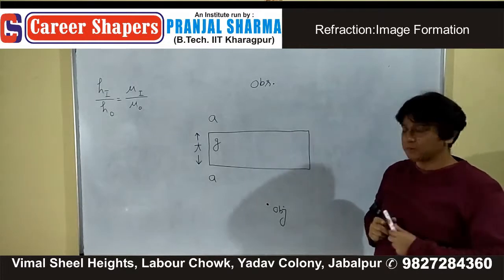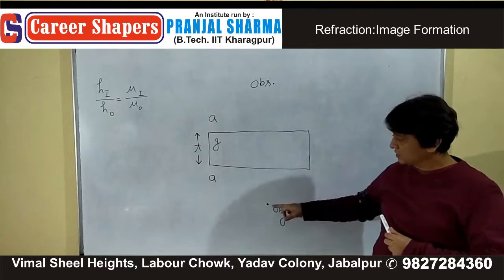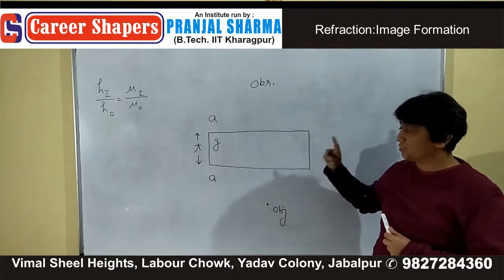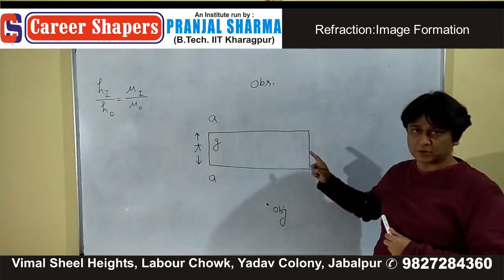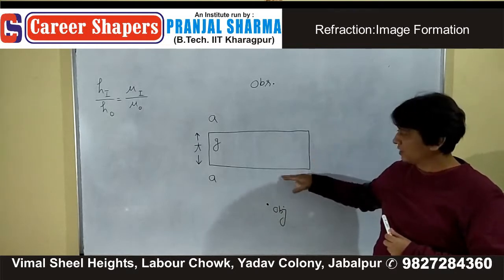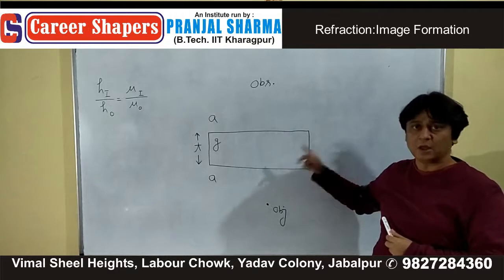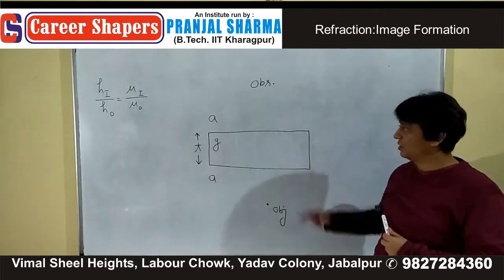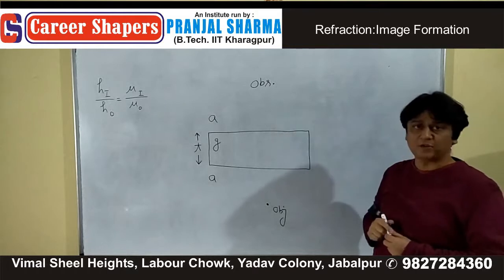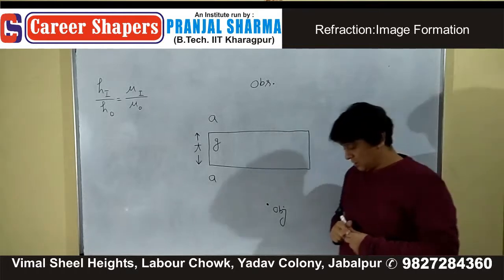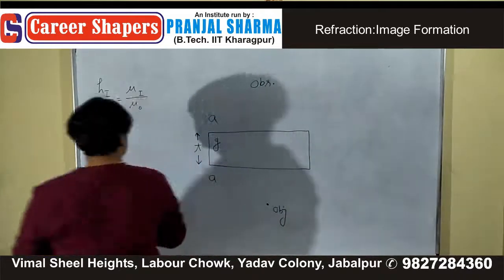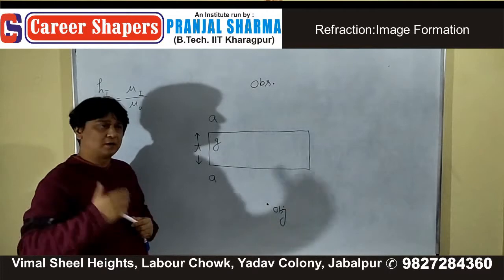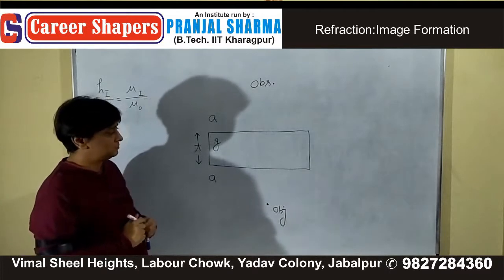What basically is happening, this is an object which is in air. First you need to form its image with the help of air to glass refraction. That image will work as an object for glass to air refraction. Give it a try. It's not that difficult. You can answer it. And if you cannot, come back and see the solution.